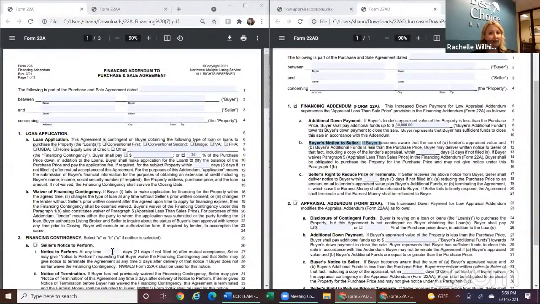Again, the 22 AD is just a form to pre-negotiate if there is an occurrence where an appraisal does not come in at value. If the appraisal comes in, we're golden, with whatever type of loan that we're doing.